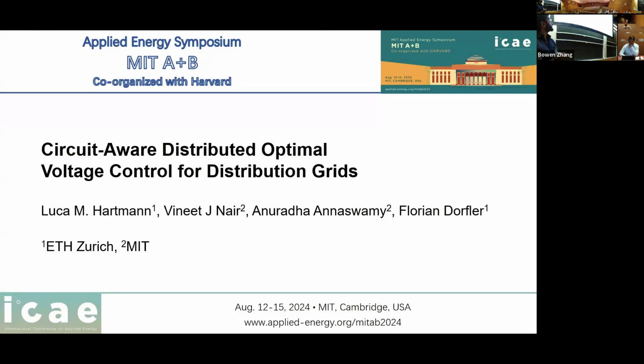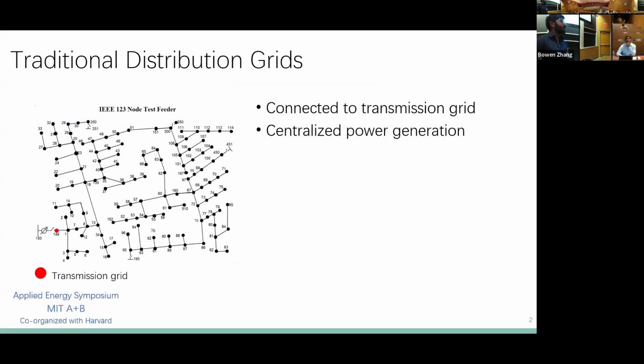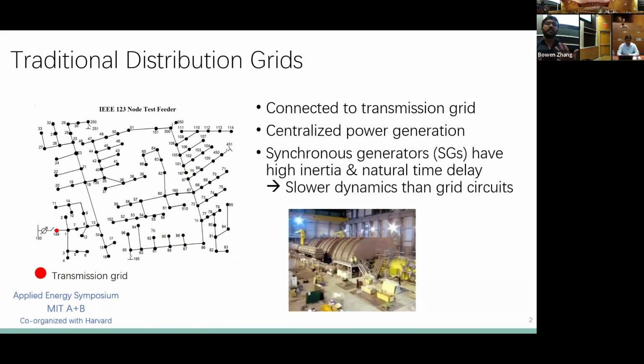So the motivation for this work is if you look at traditional distribution grids, so medium and low voltage networks, they are generally connected to the transmission grid. So they rely on centralized large power generation units like coal and natural gas. And all of these generators are synchronous generators, so essentially large rotating machines. And so they have a lot of inertia and natural time delay. And so they have slower dynamics than the grid circuit dynamics.